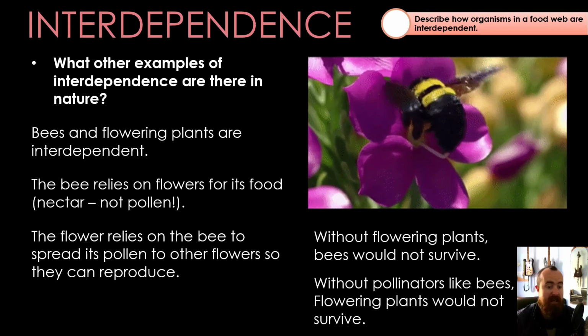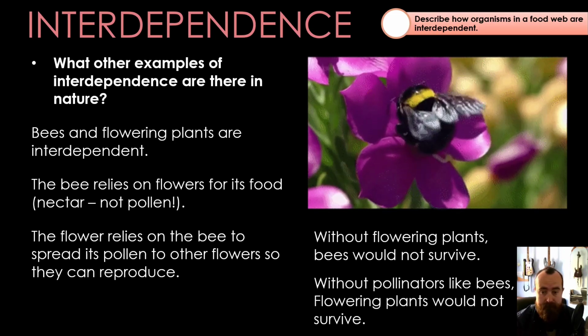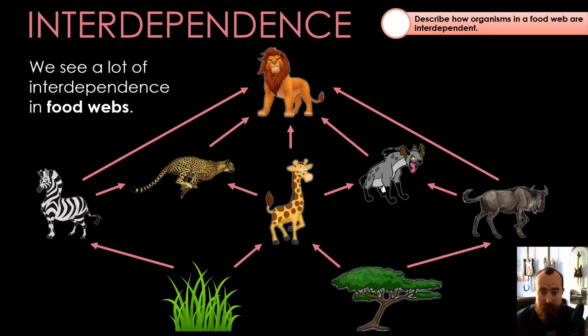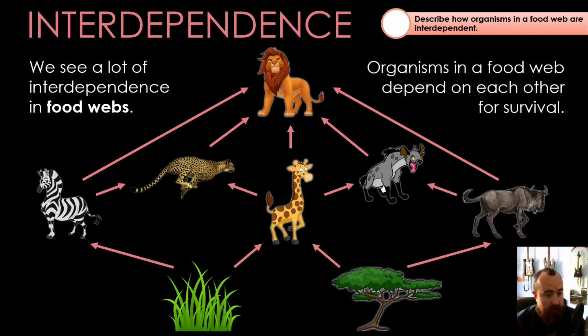We also see it in things like insects and flowers, as we see here. This is a food web that we've seen before, and this food web contains a lot of interdependence. There are lots of organisms that are interdependent on each other. Without each other, a lot of these organisms would not be able to survive.